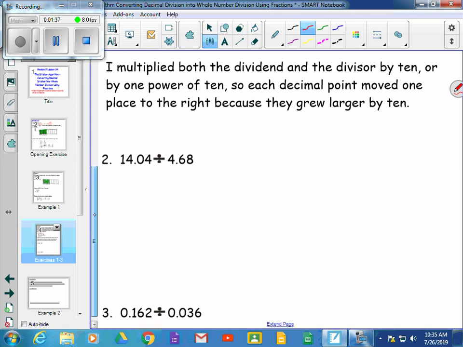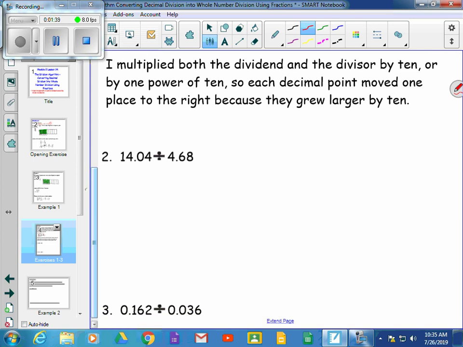Let's look at number 2. It says 14.04 divided by 4.68. I'm going to rewrite that as a fraction. And notice I have a divisor down here that's a decimal. That's not allowed. We have to get that to be a whole number. Well, I can't just multiply it by 10 this time. That only moves it one place to the right, and that still would leave me with a decimal as a divisor. So this time I need to move it two places to the right. So I'm going to multiply it by 100.